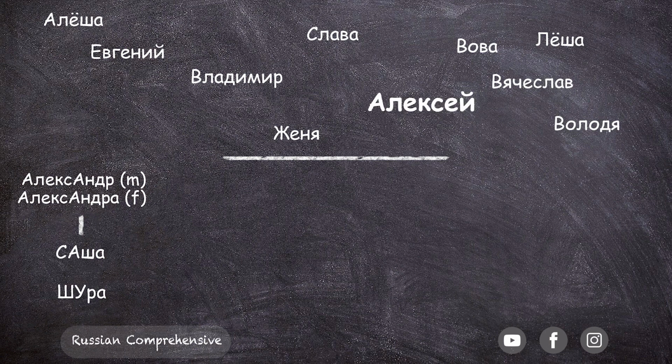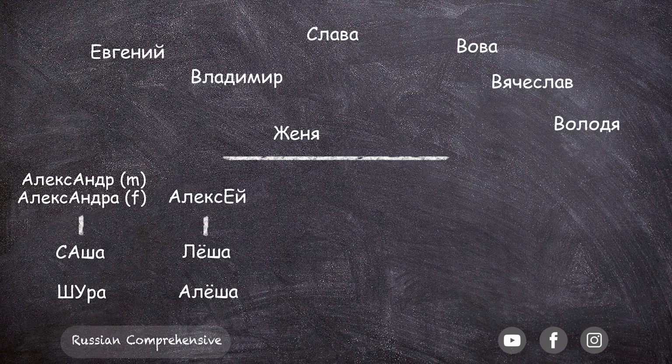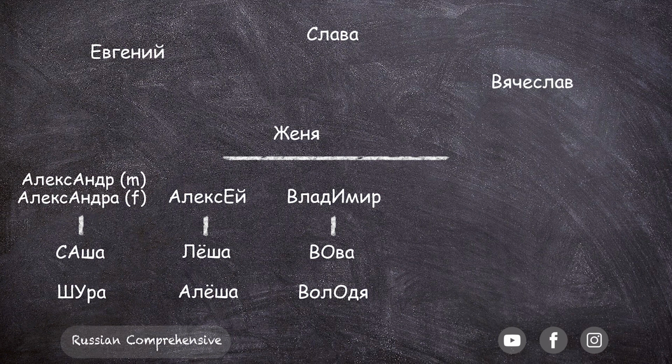Alexei is a totally different Russian name. Common short names for it are Alyosha or Lyosha. Vladimir. Right, not Vladimir, but Vladimir. The stress goes on D. I'll explain it very soon. Vova and Volodya are common short forms for this name.